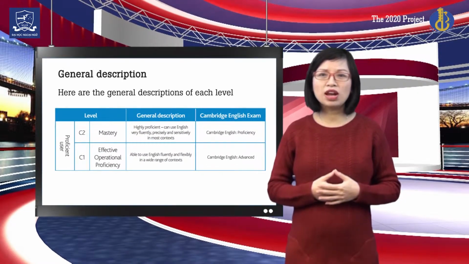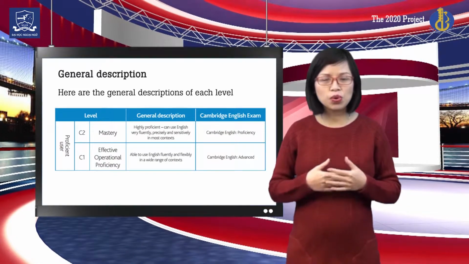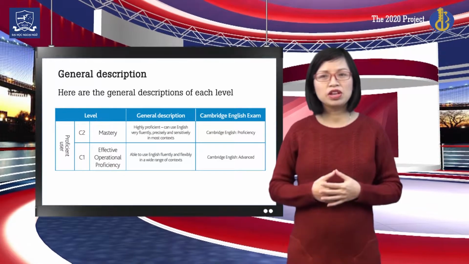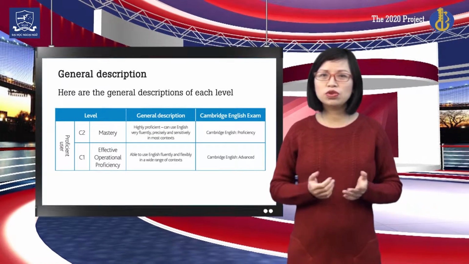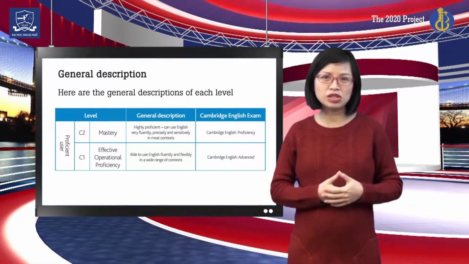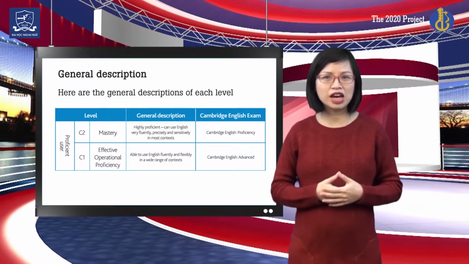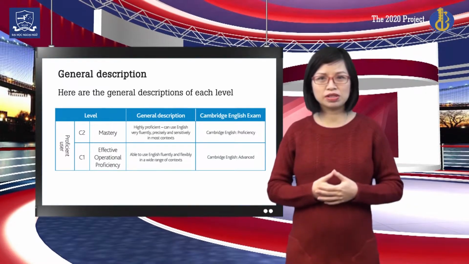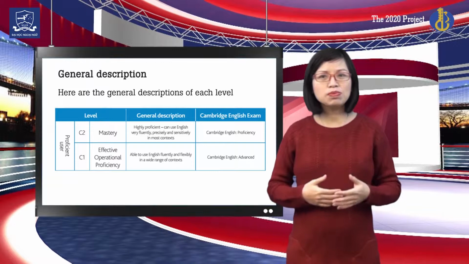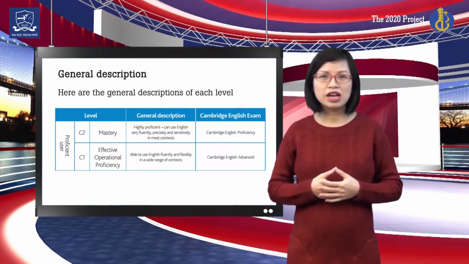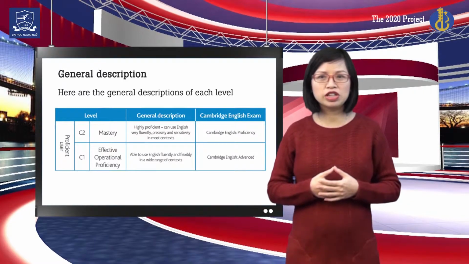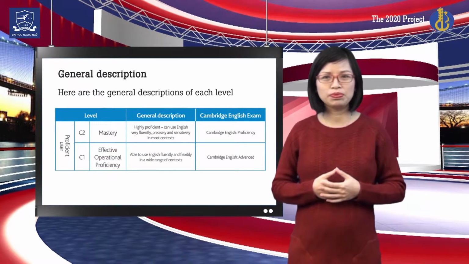Learners at C1 level can use English fluently and flexibly in a wide range of contexts. It means they have no difficulty expressing themselves fluently and in many different contexts with various topics. It is important to note that in the context of non-native speakers, it is very challenging to achieve C1 level.